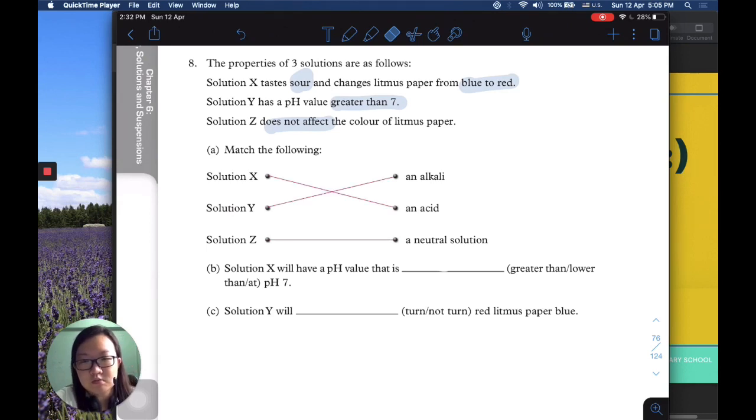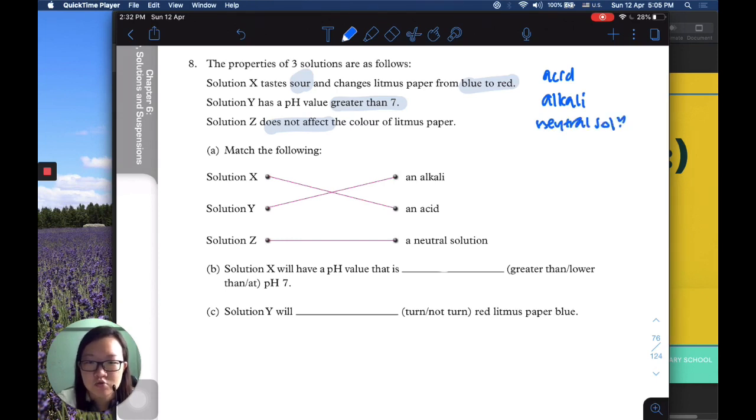Right, so going back to the description, you know that solution X definitely has to be an acid, Y is an alkali, and Z has to be neutral. Okay, part B. Solution X will have a pH value that is greater or lower than pH 7. Again, knowing that it's an acid, it has to be lower than pH 7. And then part C, because Y is an alkali, it will turn red litmus paper blue. All right.